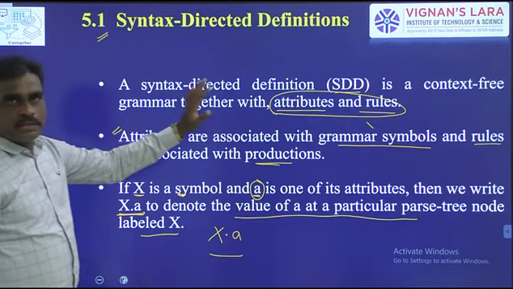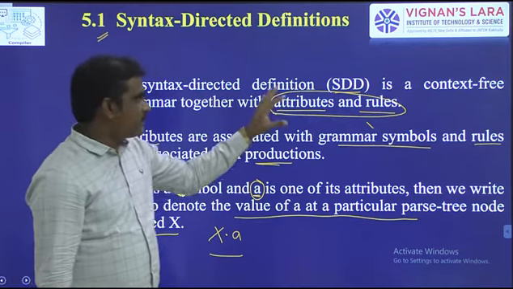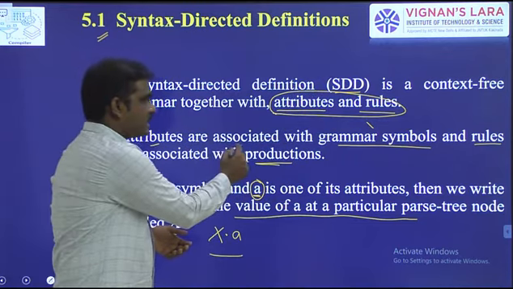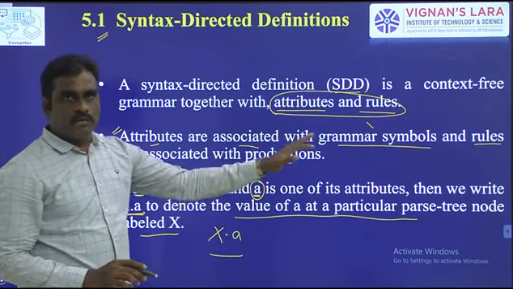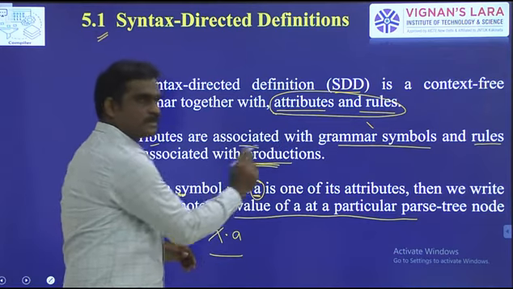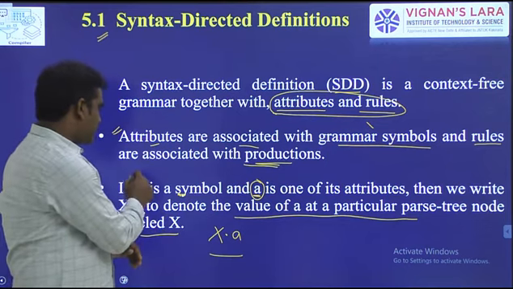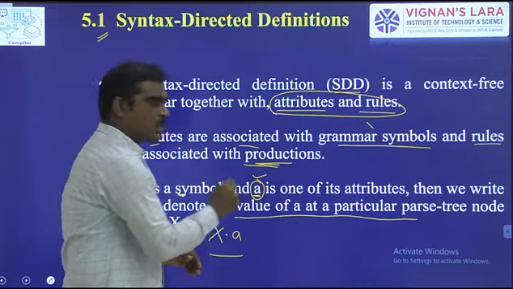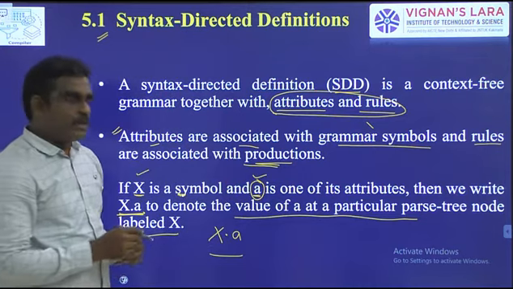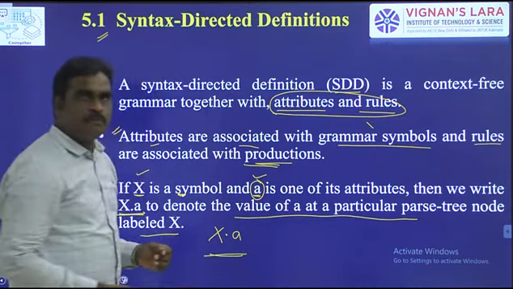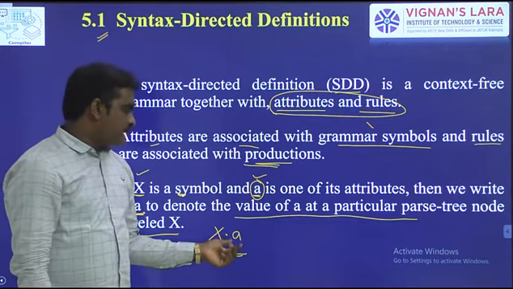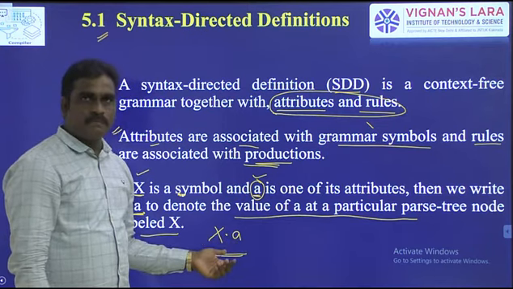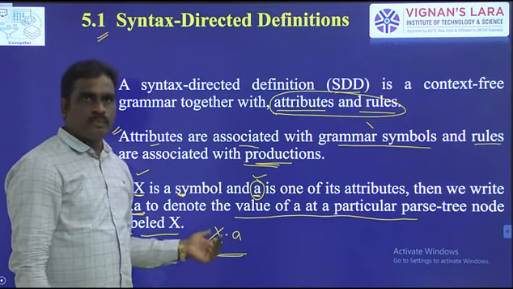So SDT means a context-free grammar in combination with attributes and rules. The attributes are associated with grammar symbols, and the rules are associated with productions. Suppose you take a symbol X and A is an attribute value, then we can represent it like this, X dot A. What is the meaning of X dot A? The value of a particular parse tree at node X.